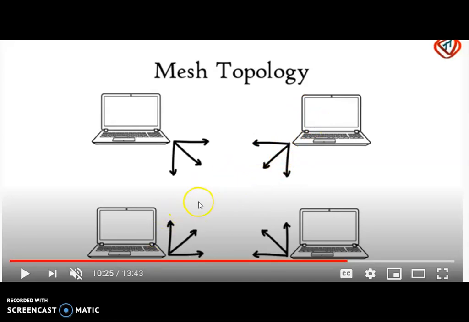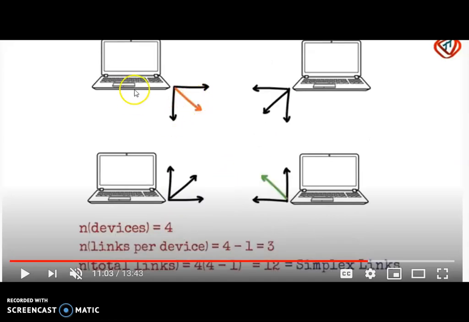See here, totally 4 computers are there. So the number of devices is 4 and the number of links required per device: to connect to the other computers, 4 minus 1 which is equal to 3. So the number of links per device, the number of cables required, is 3. One computer needs 3 links, and totally 4 computers are there. So 4 into 3 means 12.